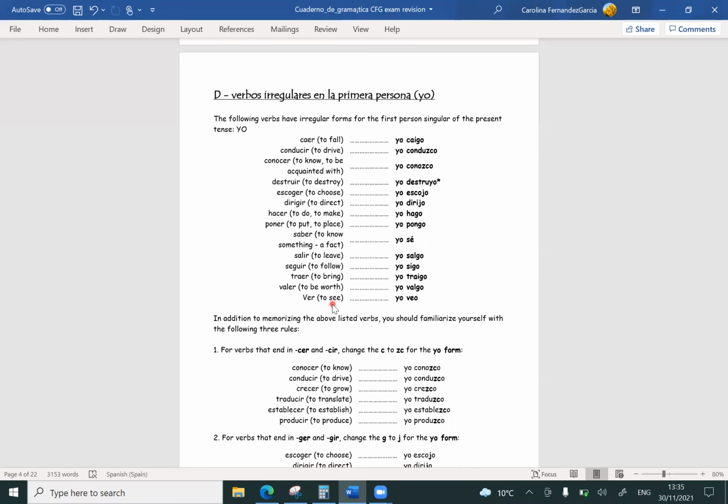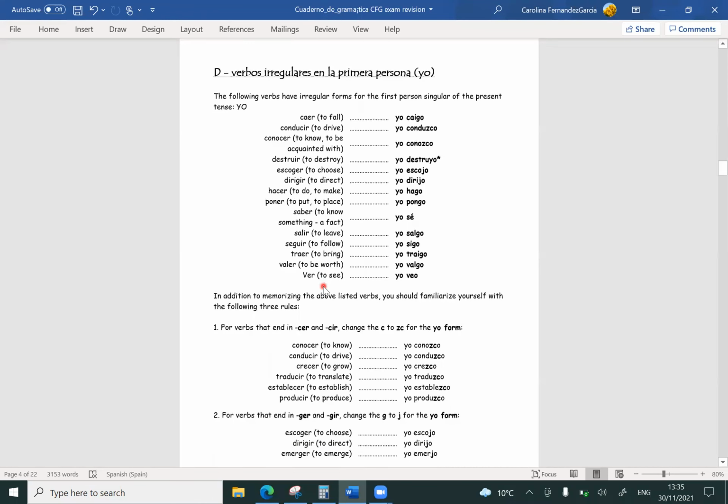Okay, we'll still continue with the present tense in Spanish. We have the irregular verbs in the first person, yo. And in the exam, most of the time you'll be talking about yourself, so it's very important that we know these verbs. So we're going to have a look at the verbs first, and after that, we can maybe have a look at the 3 rules.